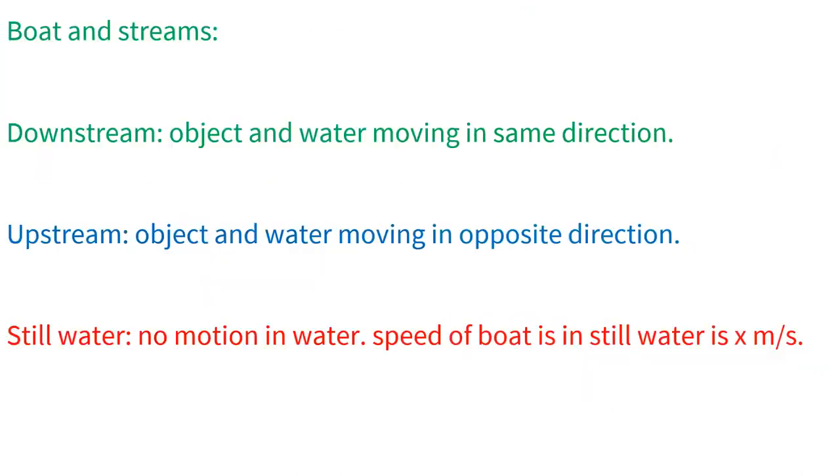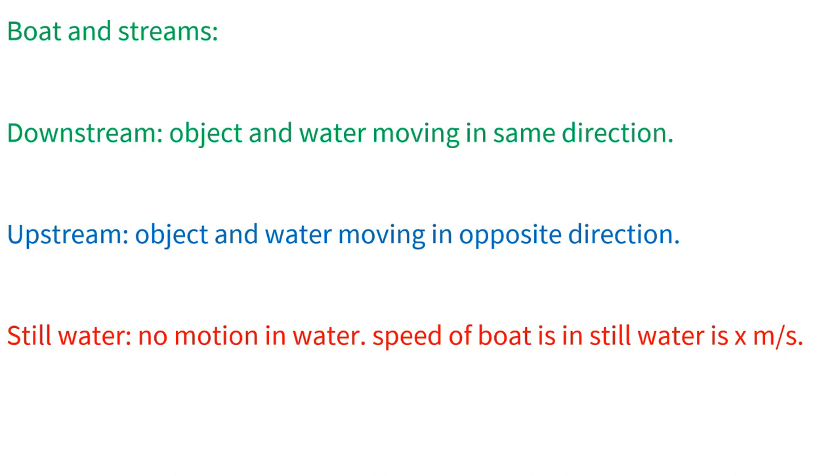Now boat and streams. Downstream means when water is running in one direction and in the same direction the object is running. Upstream means water is moving in one direction and the object is moving opposite of it, against it. And still water means no motion in the water.